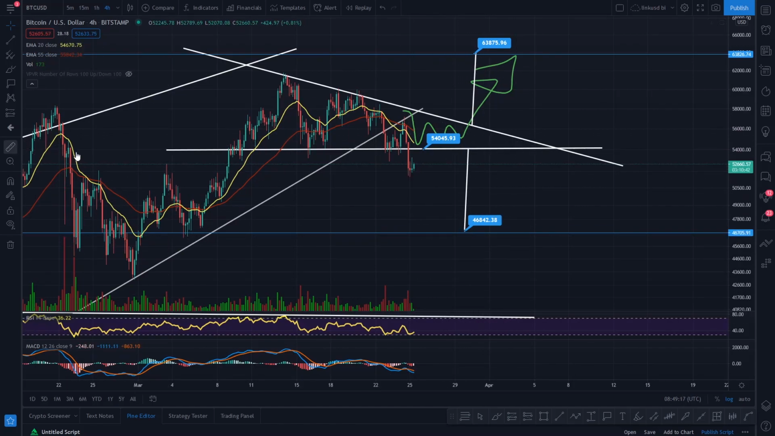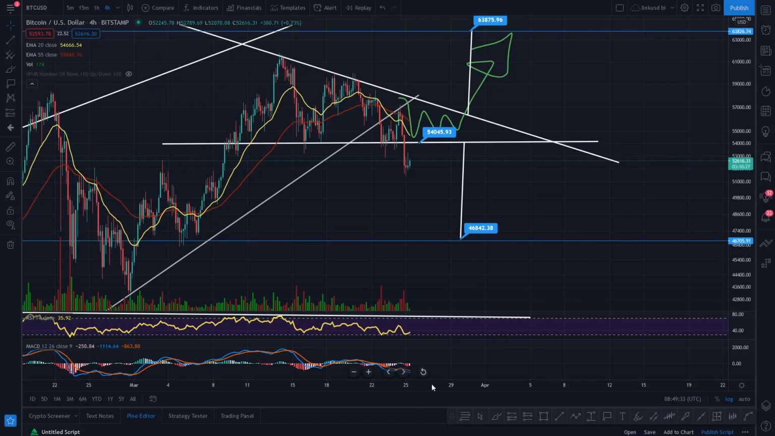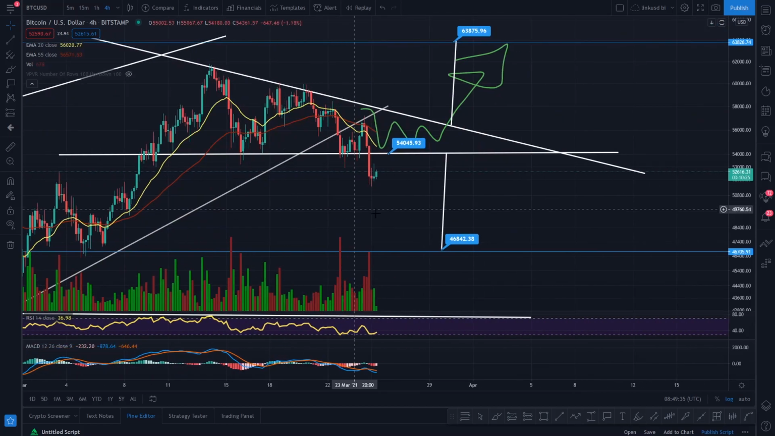But what you might see is Bitcoin come back up, hit this resistance, hit this support line from the ascending triangle as some form of resistance, get rejected, and then come back down. So you do need to keep an eye on that, guys. If you trade in Bitcoin, please do keep an eye on that. So basically what you could do, keep an eye on the chart.